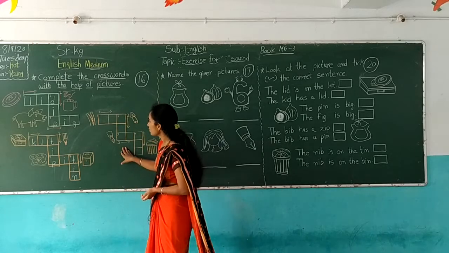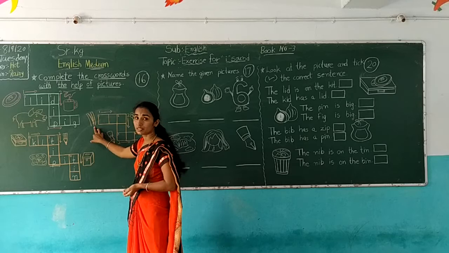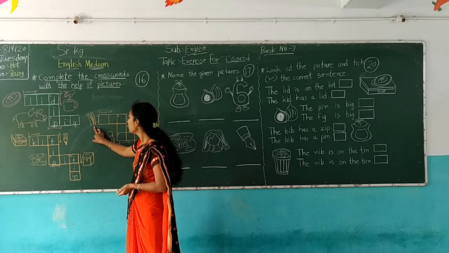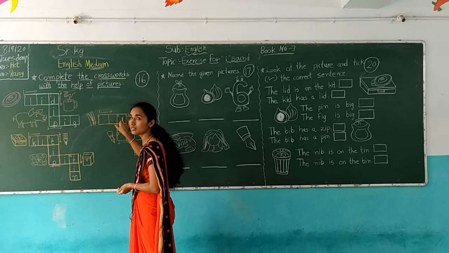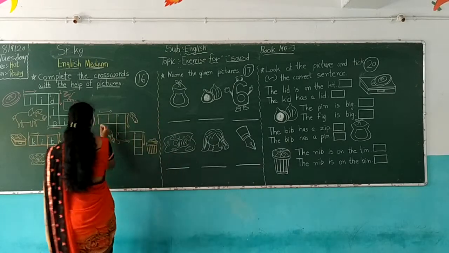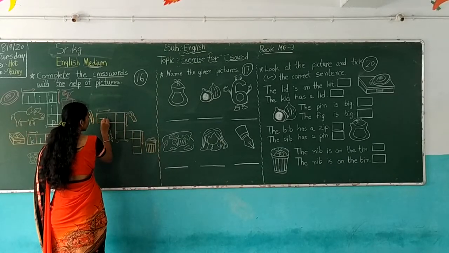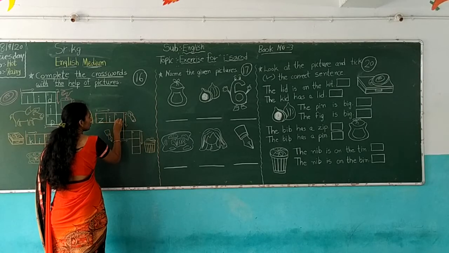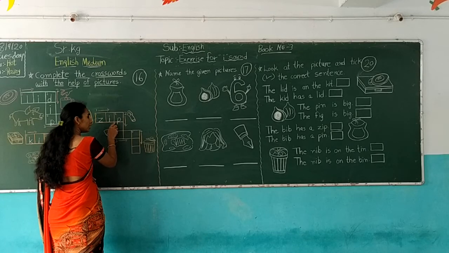And last, our third crossword. Here, which picture is this? Zip. Za, ip, zip. So here we write za, ip, zip. You write with me, okay? Za, ip, zip.